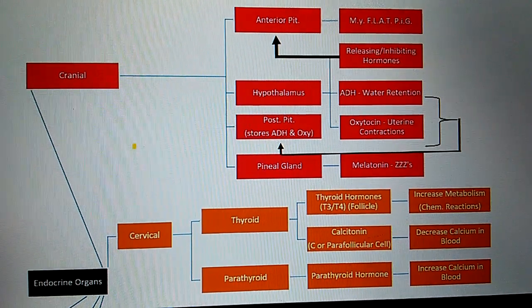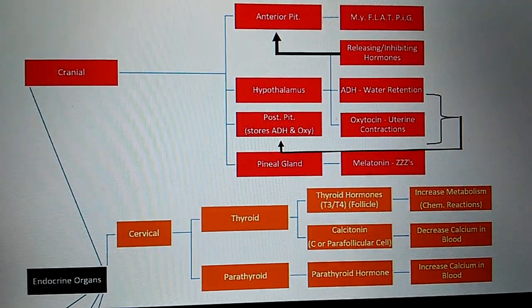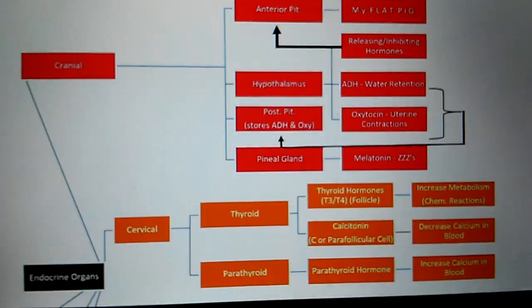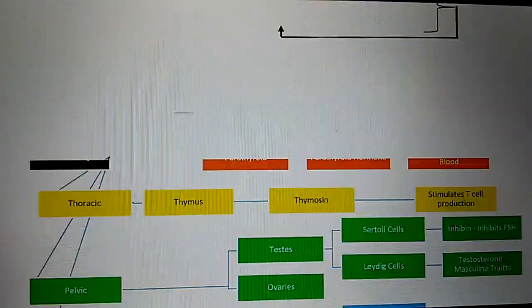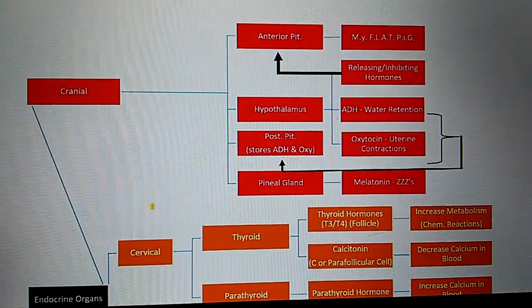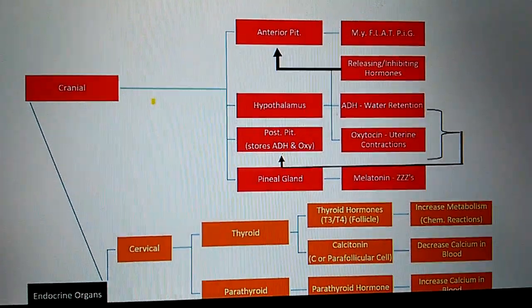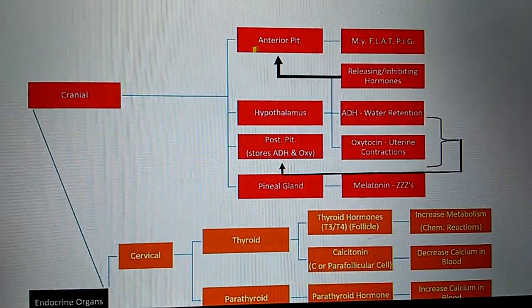Here we go. You obviously want to know this chart. This first chart is really important, okay? The whole thing, the first page, the whole chart is really important, and I want you to know it. Now, I'm not going to ask you what is in the cranial area, what's in the cervical area. I don't really care about that because you've already done that in the lab.